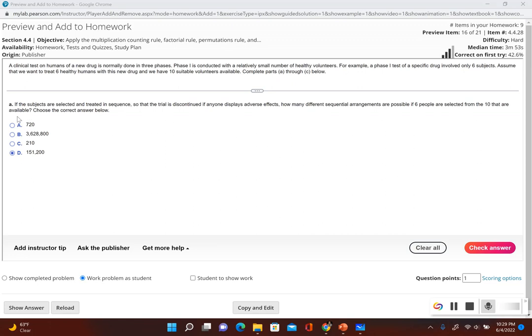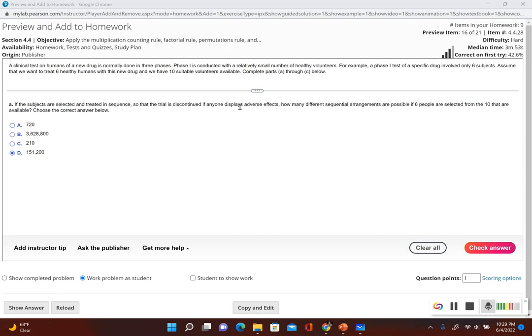So for part A, it says if the subjects are selected and treated in sequence so that the trial is discontinued if anyone displays adverse effects, how many different sequential arrangements are possible if 6 people are selected from the 10 that are available? So over here we have 10 subjects we could choose from, and we're choosing 6 of them.